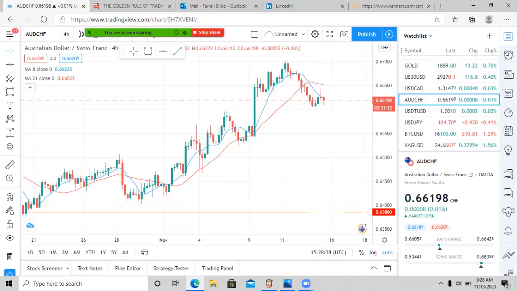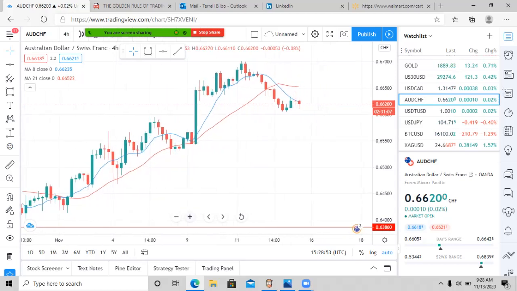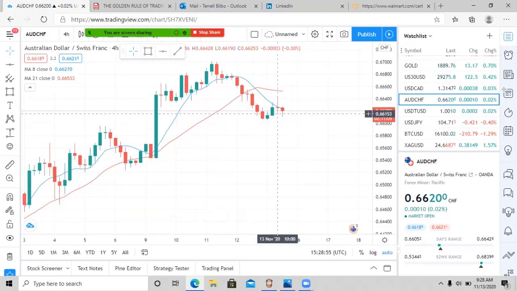Current price right now, if you look at it, is 0.66198. That's current price. So we don't have to go too far to look for it here. You have a wick right here that's touching current price. And I'll blow that up for you so you can see that. This wick went down to test current price and then it went back up right here.